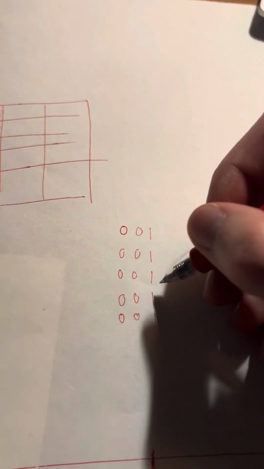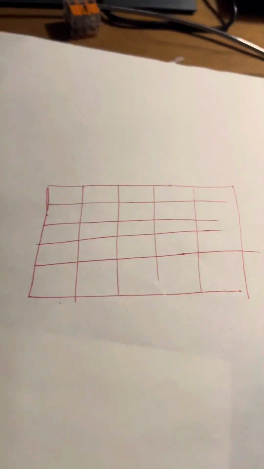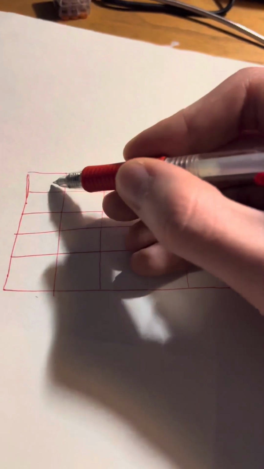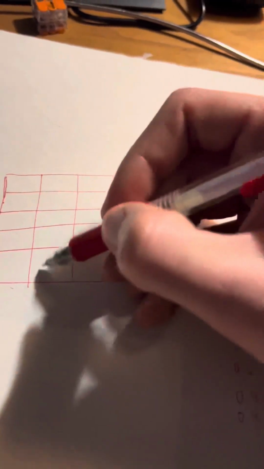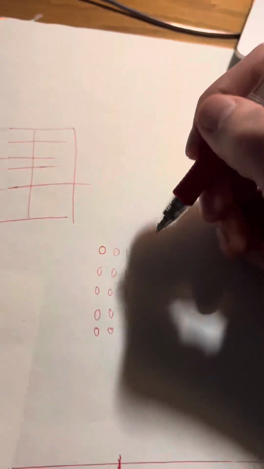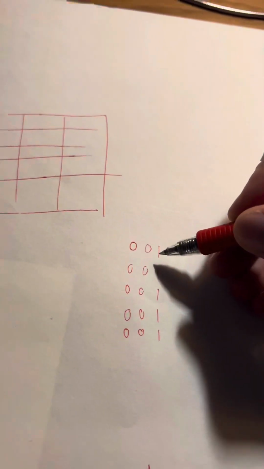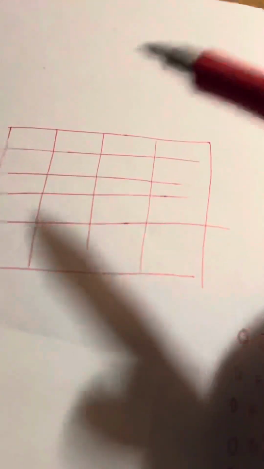How we're going to do this is have two nested for loops that go through each row and then each column and compare it to the bitmap, and if it's a 1, we're going to light up that square, and if it's not, we're going to keep it dark.